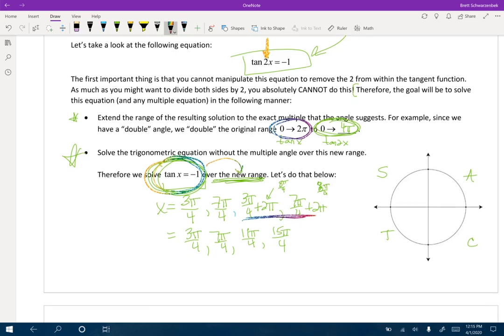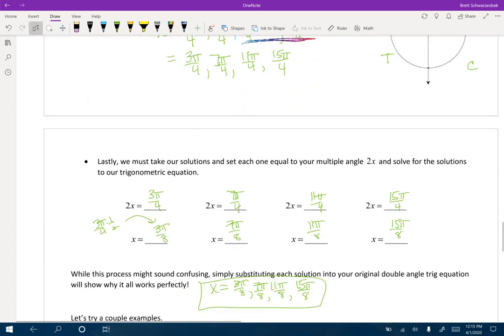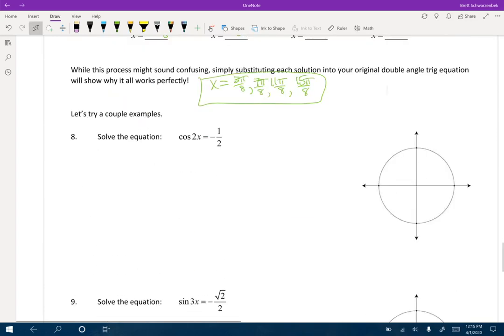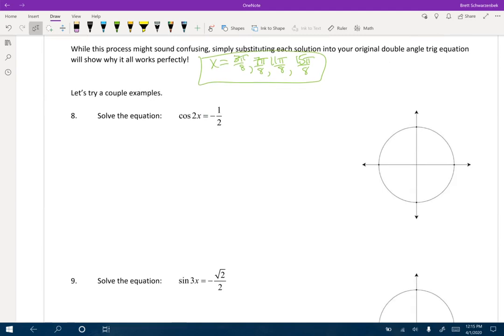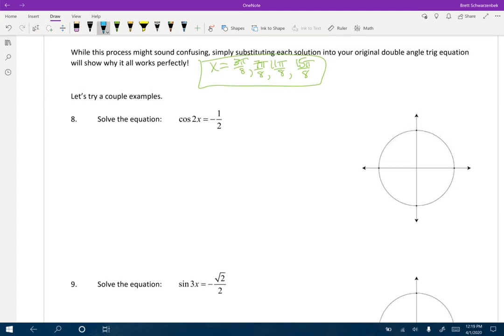Then we take each one of these solutions, set it equal to 2x, and divide by 2 to get the solutions to the original double angle problem. We'll do 2 examples here to practice that, so that you can get a good idea of how to do it. Okay, so let's try another one of these. We do have a double angle here again.